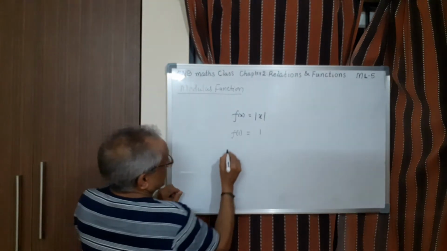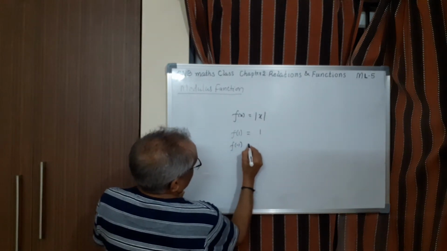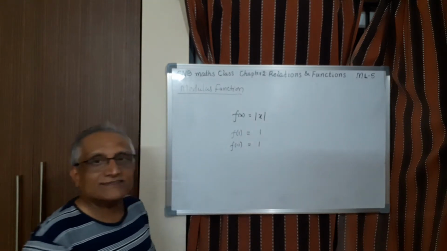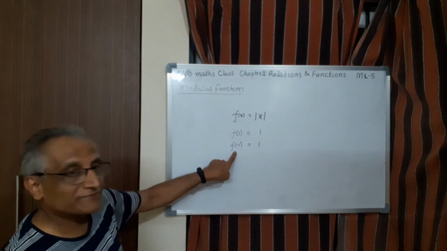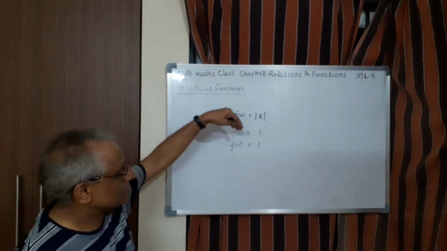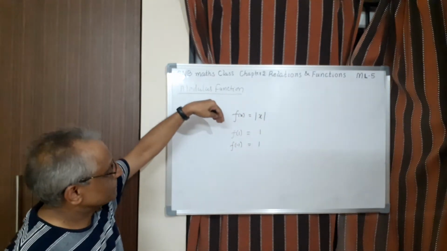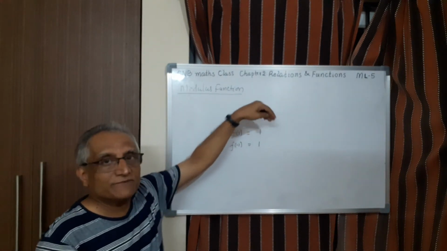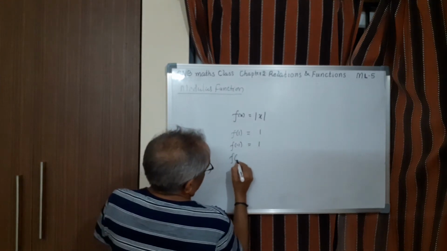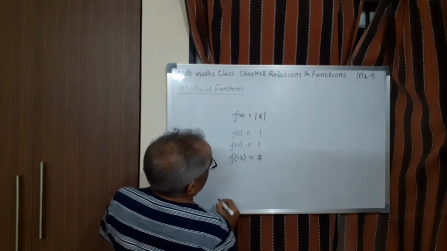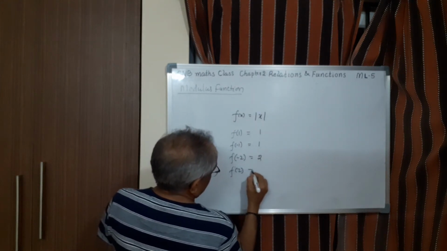And suppose you take f of minus 1, it will make 1 only. That means it ignores the sign. If you put a negative value, it also goes to positive only. If you put a positive value, it will go to positive only. So f of minus 2 will be 2 only, and f of 2 will also be 2 only.